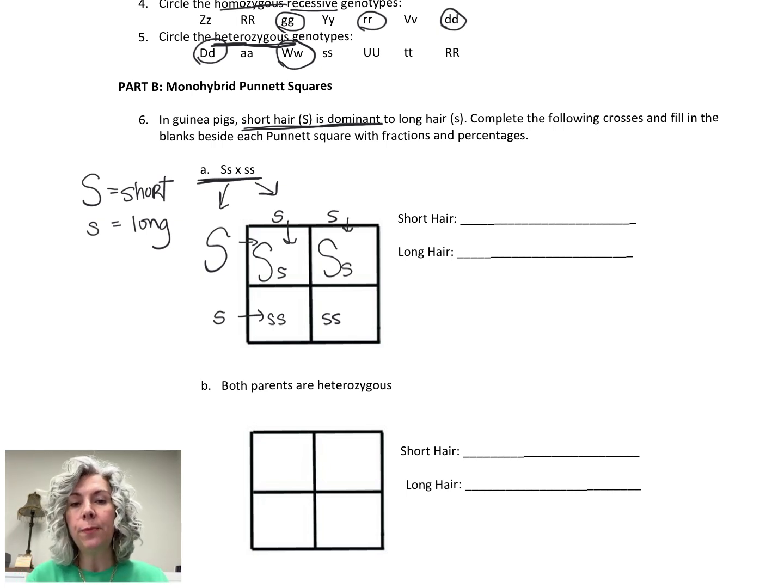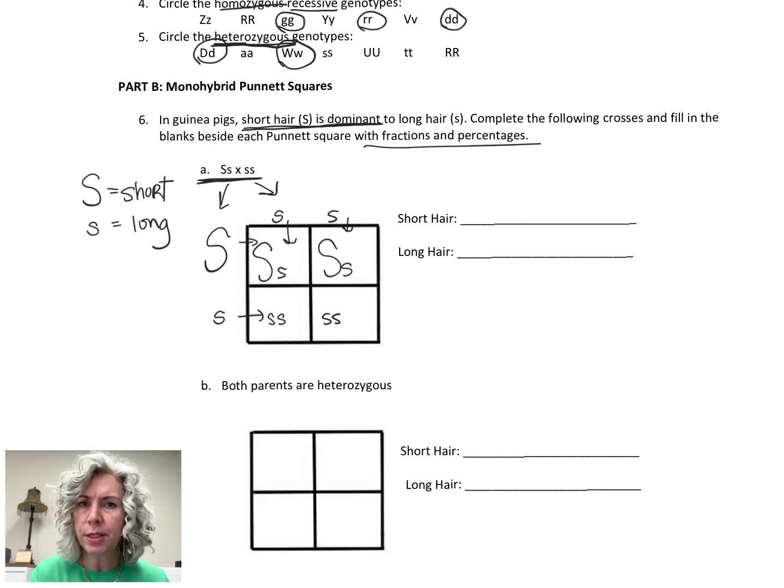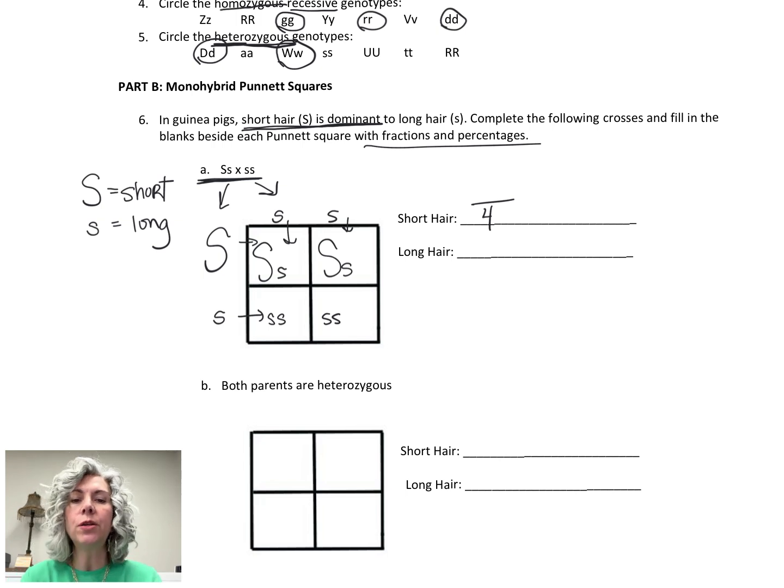So we've got a little blank over here. Short hair. Our question says, fill in the blanks beside each Punnett square with fractions and percentages. So read our instructions, fractions and percentages. So I've got 4 total. So how many out of the 4 do I have with short hair? Remember, short hair is dominant over here. So anything with a capital S is going to be short hair. So I've got 2 out of the 4, right? 2 out of the 4. I'm looking at this one and this one that have the capital letters. So that's where this 2 is coming from right here. 2 out of the 4.